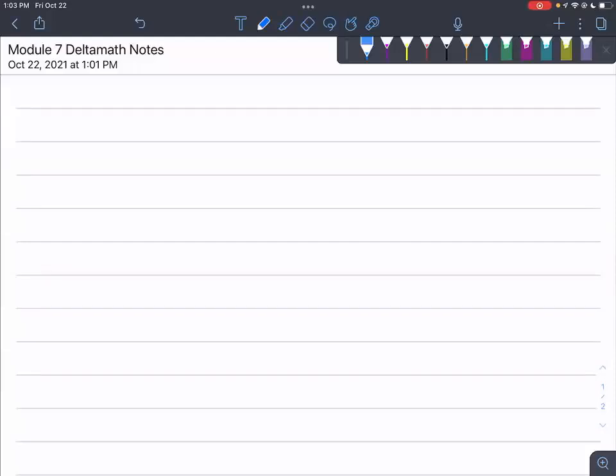Some fun stuff. We're going to do completing the square. You might get your calculators out. There's one part of this where you'll want that.